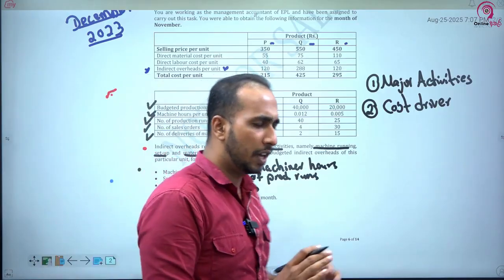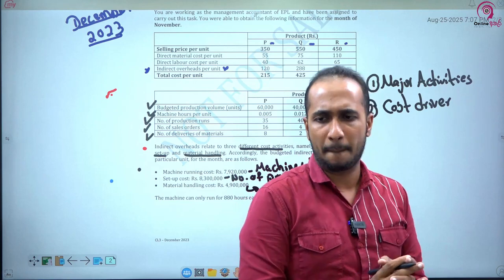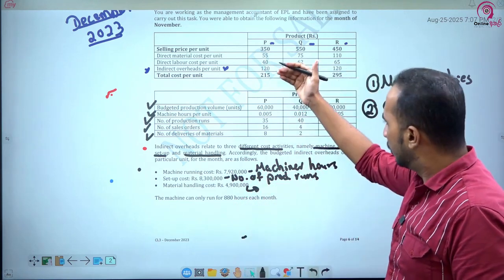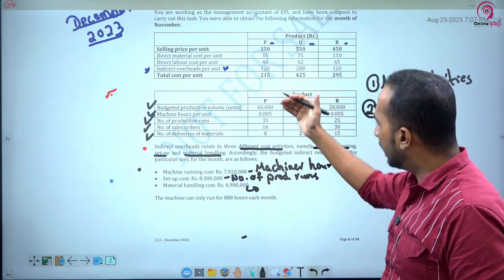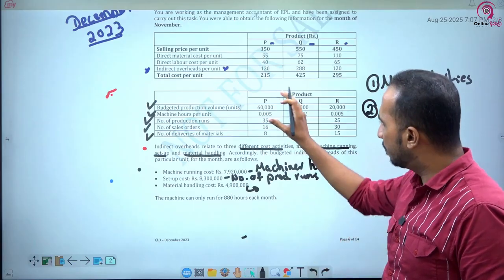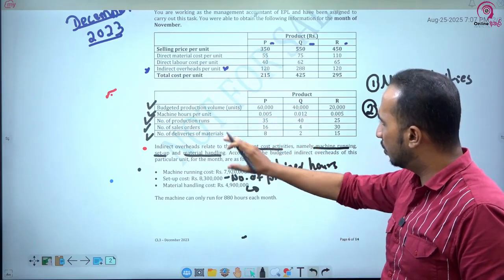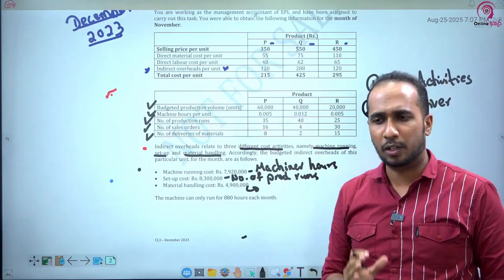In the organization, we have to do some kind of material handling. So for each product, what is the most important thing? For each product, there are various sales orders or deliveries of material. What is the suitable cost driver?